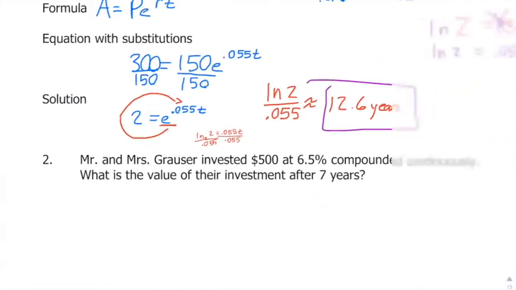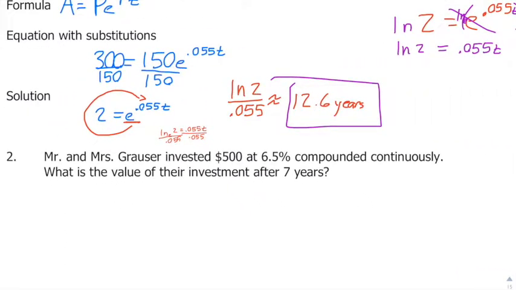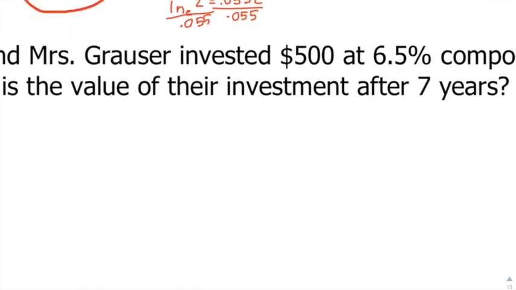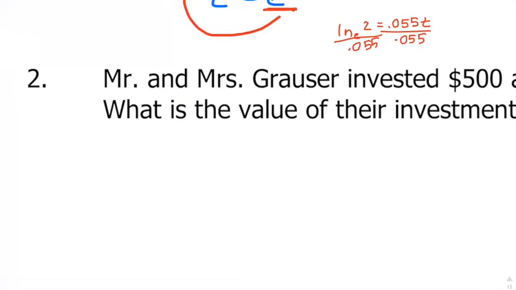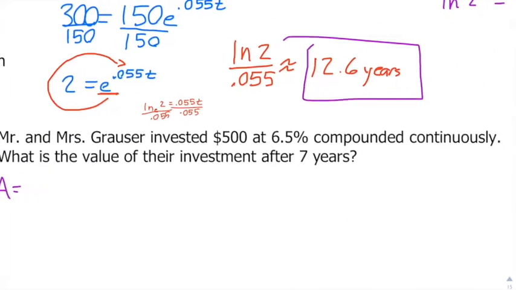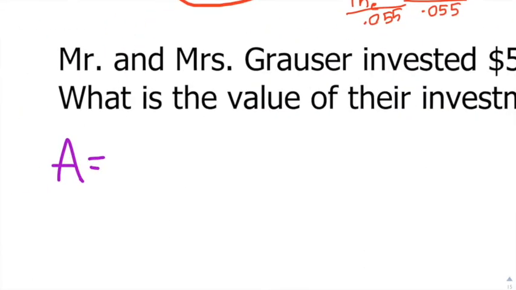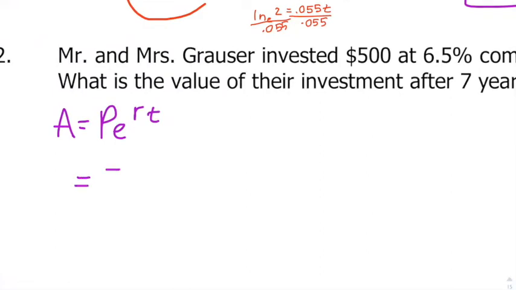Okay, Mr. and Mrs. Grosser invested $500 at 6.5% compounded continuously. What is the value of the investment after 7 years? Okay, so this will be another one of these. A equals, compounded continuously, so this will be A equals P e raised to r times t. And we have the principal. They invested 500. They gave us the rate, 0.065, since you moved the decimal over twice. And then actually they gave us the time in this case, so 7 right there.